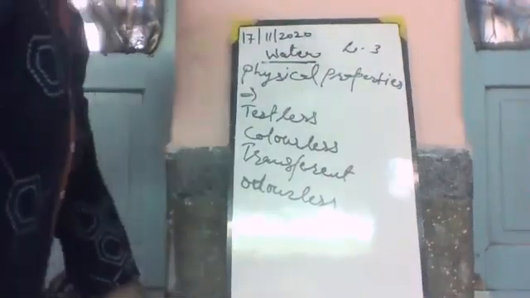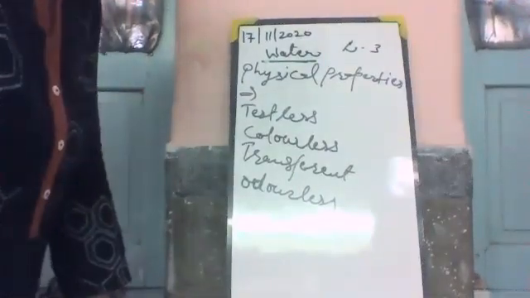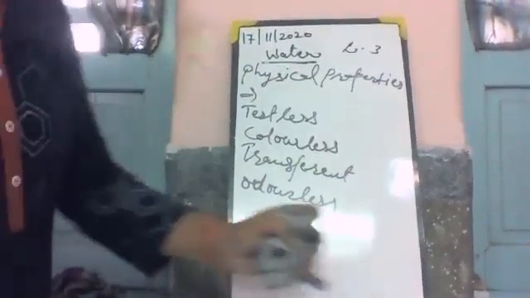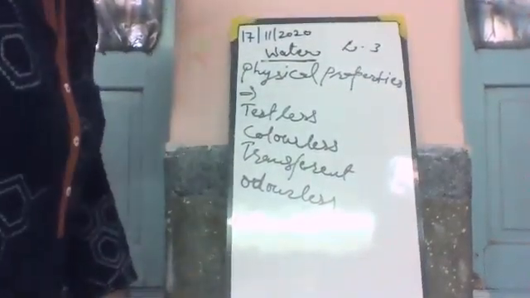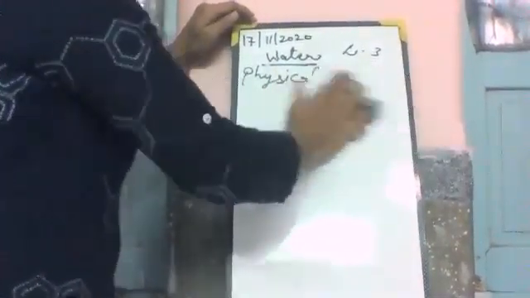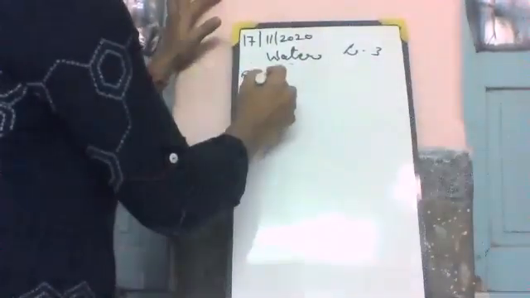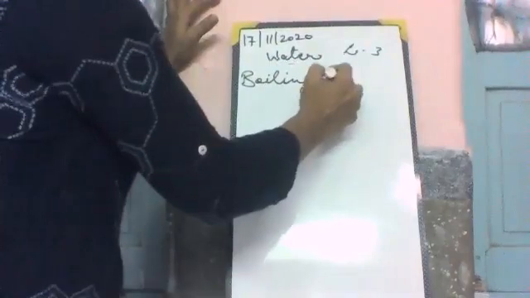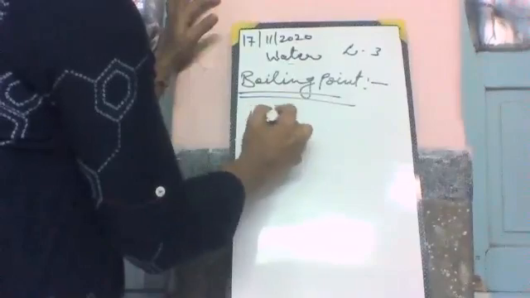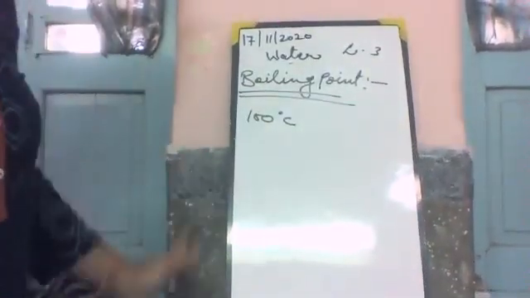Boiling point. The boiling point is a point at which liquid can change into vapor form. This point is known as boiling point, and water has 100 degrees. Pure water boils at 100 degrees centigrade.